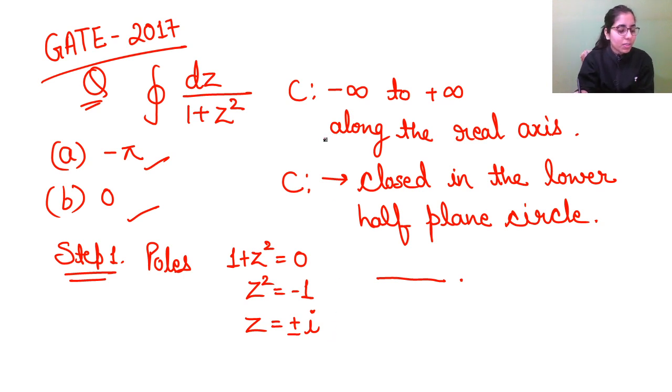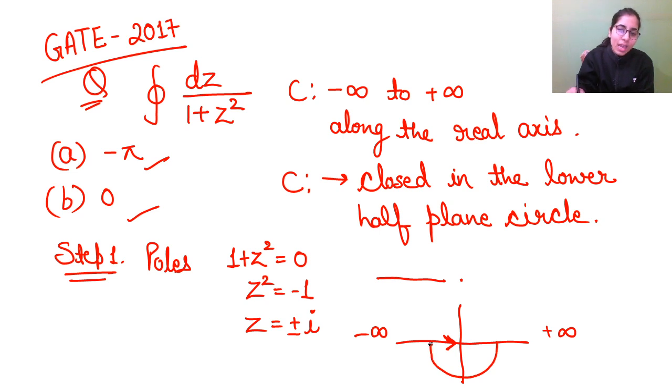But then they have provided us the information about the contour. The contour is traversed from minus infinity to plus infinity along the real axis. So that means like this. Here we will have minus infinity, here we will have plus infinity somewhere, and along the real axis we need to move in this direction. Clear? And it is also closed in the lower half plane or lower half circle, so something like this.